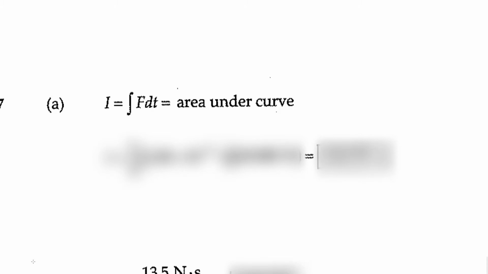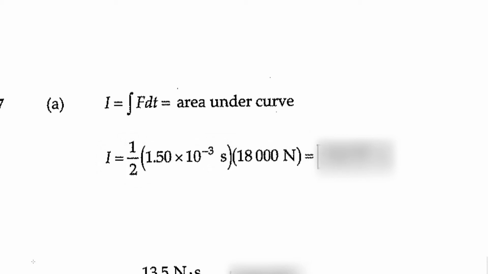So for part A, we're trying to find the impulse, which is equal to the integral of the force with respect to time. In other words, the area under the curve. Since you can look at the curve on the graph, it is a triangle, so we can just use its dimensions to find the area. So we'll have 1/2 times the base, which is 1.5 times 10 to the negative third seconds, times the height, which is 18,000 newtons. When you multiply that together, you will get 13.5 newton seconds.